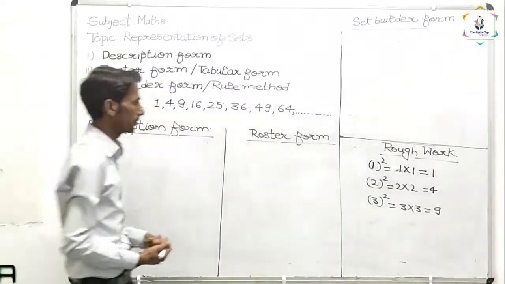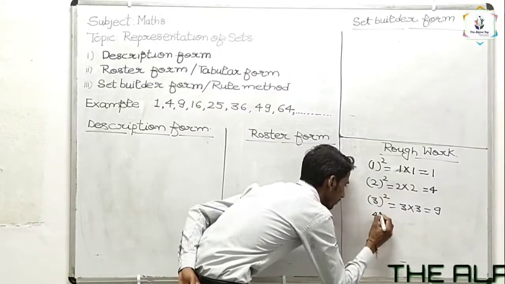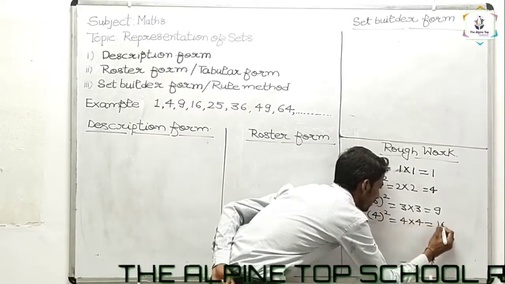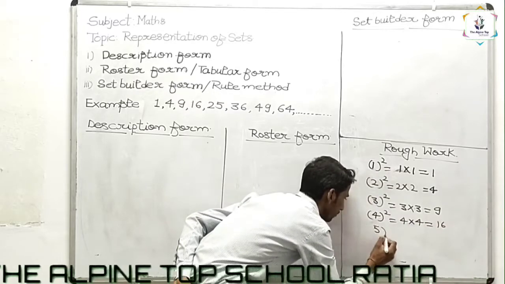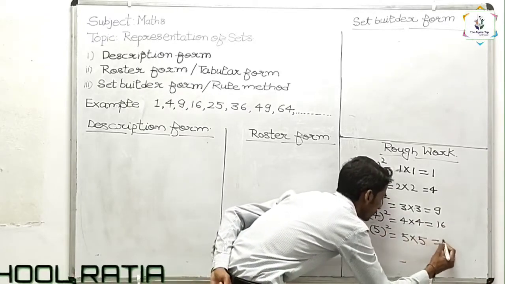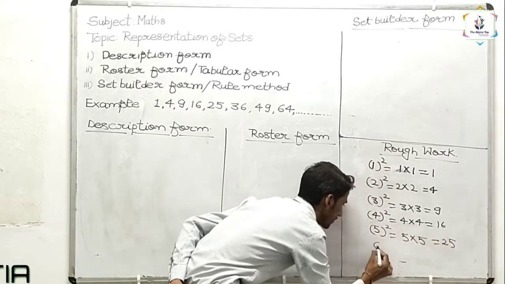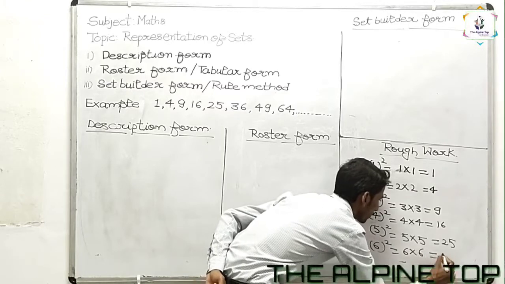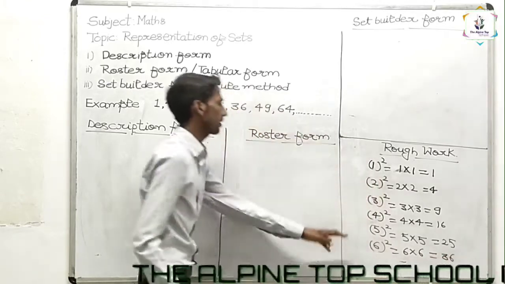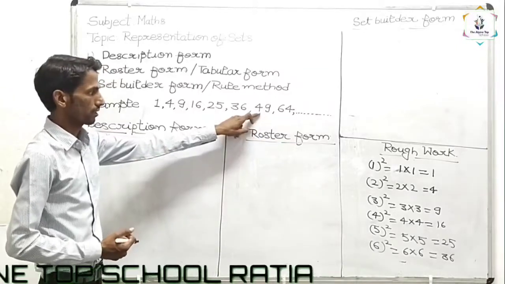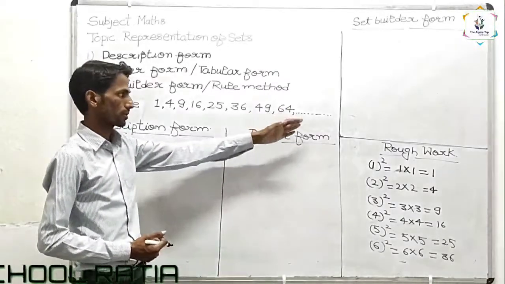Next, see the next number. Square of 4, we can write 4 into 4, it means 16. The next one is the square of 5, I can write 5 into 5 equal to 25. In the same way, square of 6, I can find 6 into 6 equal to 36. In the same way, we can find other numbers also, like 49, the square of 7, and 64, the square of 8, and it goes on.